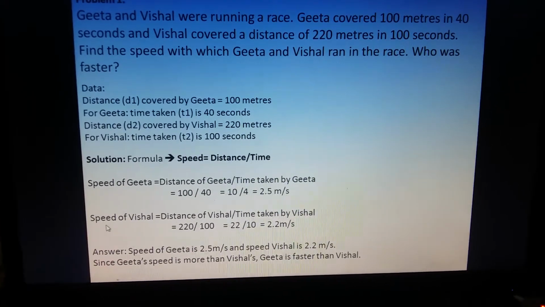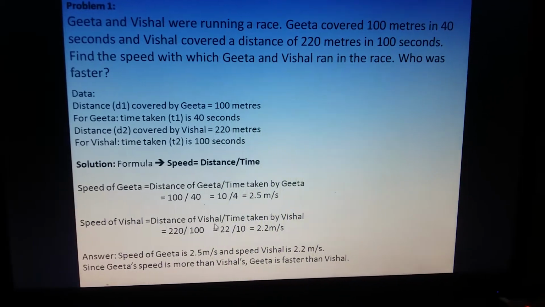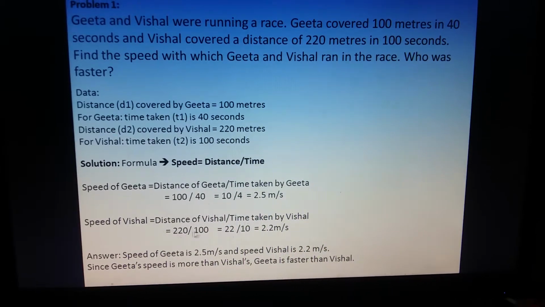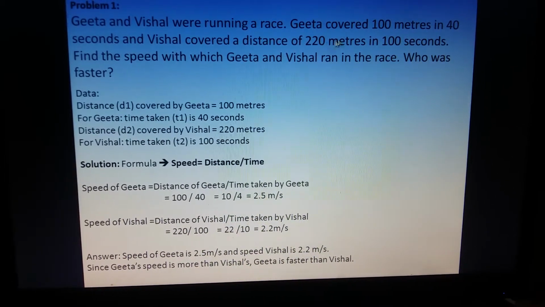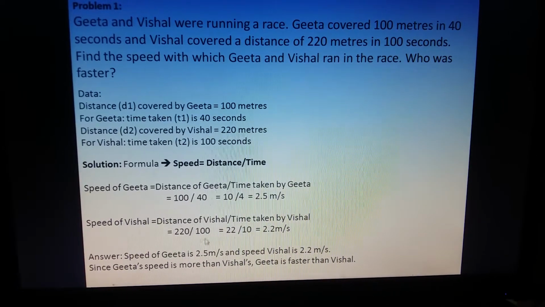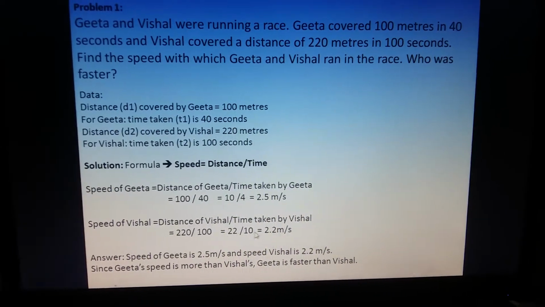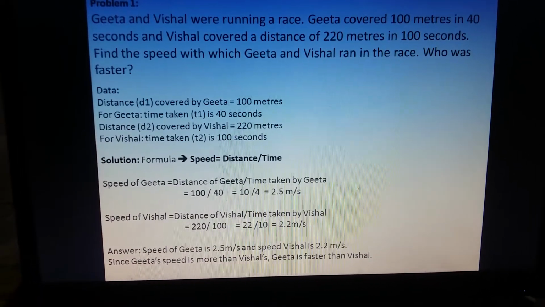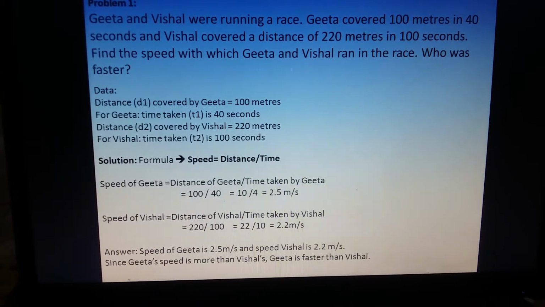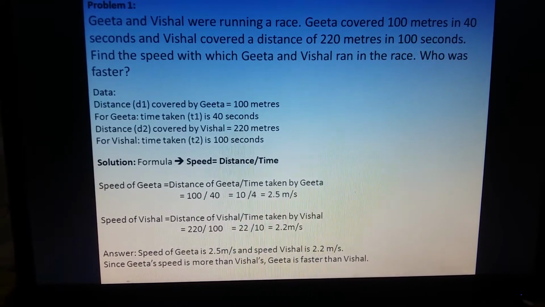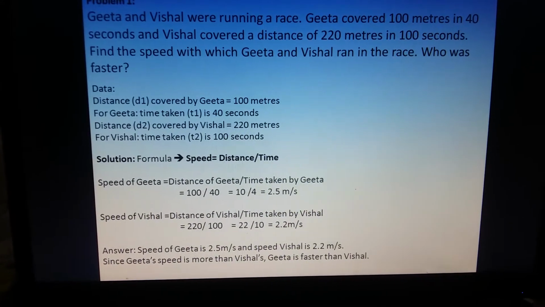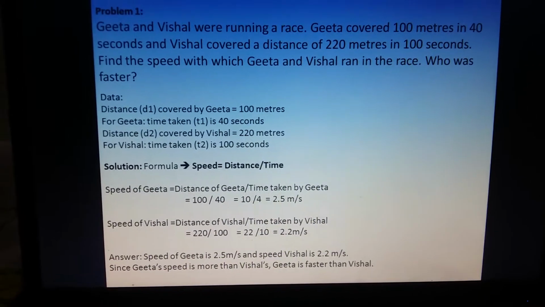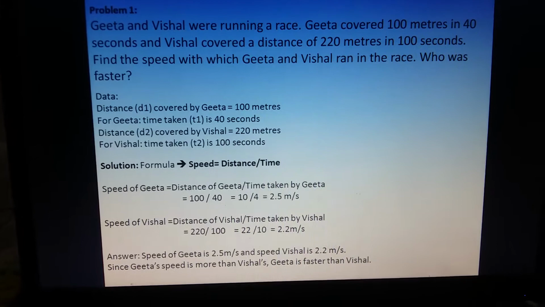In the same way, we will find out speed of Vishal. We'll put the distance travelled by Vishal and the time taken by Vishal, which is 220 upon 100. Why? Because it is given 220 meters and 100 seconds he has taken. Then again 0 will get cancelled. It will become 22 upon 10 and the answer would be 2.2 meters per second. Now you can compare. 2.5 meters per second is the speed of Geeta and 2.2 meters per second is the speed of Vishal. Which one is faster? Yes, you are right. Geeta's speed is more. So Geeta is faster. Please solve this question once again by yourself.